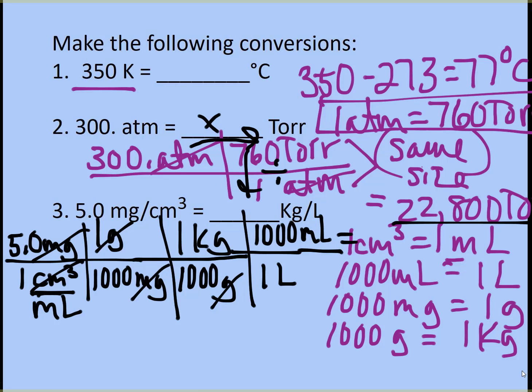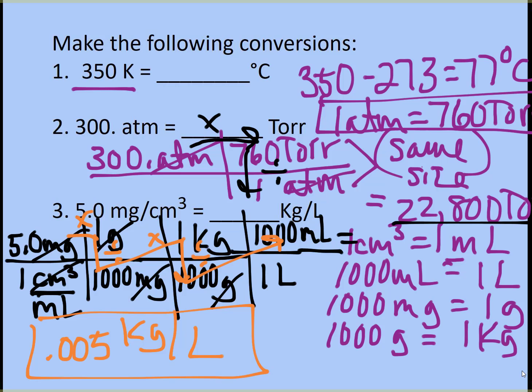And let's look down here. I'm going to have 5 times 1. You kind of do this zigzag pattern. 5 times 1, so multiply here. Then I go down below and I divide. Divide by 1,000 times 1, divided by 1,000 times 1,000. And when I figure all that out, I get 0.005 kilograms per liter as my answer.